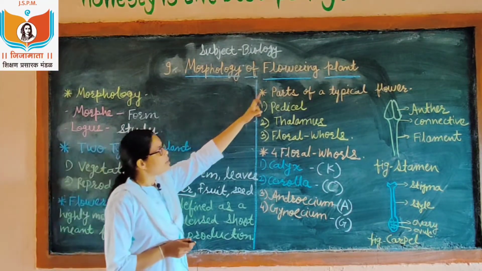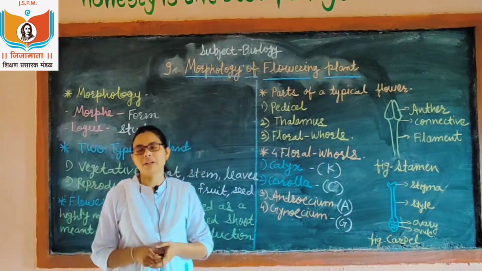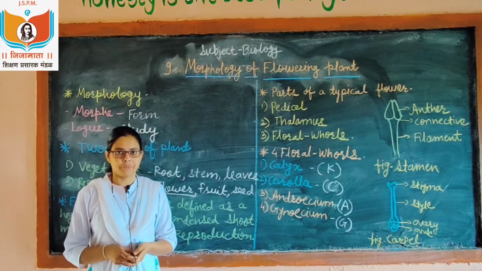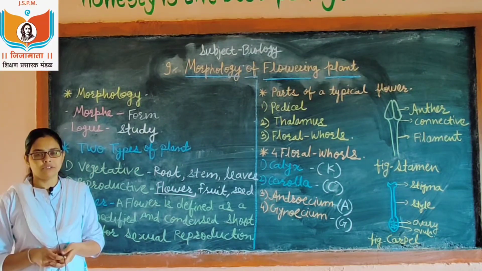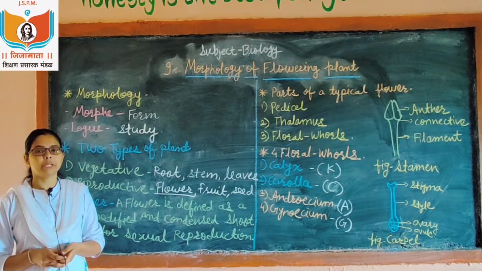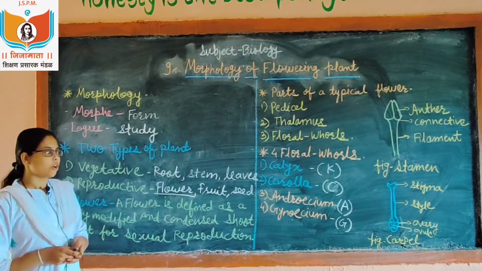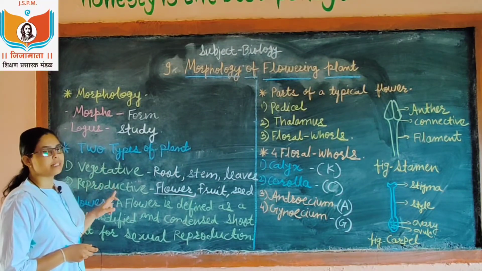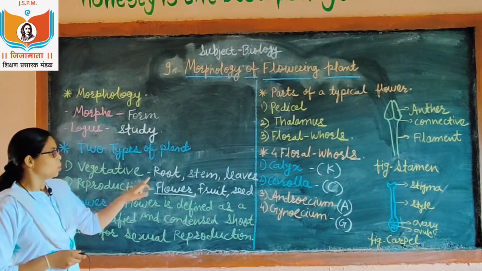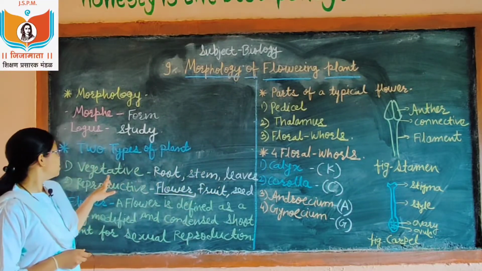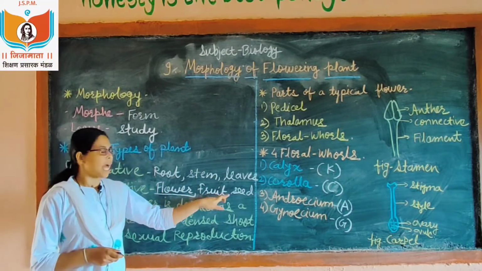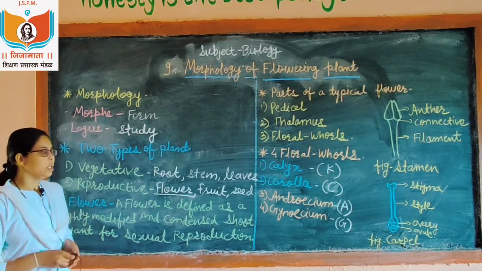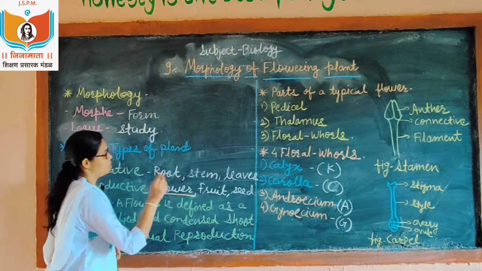Next is the flowering plants. What is the meaning of flowering plants? Flowering plants means flower producing plants, that is the angiosperms. Plants have different organs and different structures, and they perform different functions. On the basis of their structure and their organs, plants have two types. First is the vegetative type and second is the reproductive type. Roots, stem, leaves are the vegetative types, and flowers, fruits and seeds are the reproductive types. Today we deal with only the morphology of the flower.